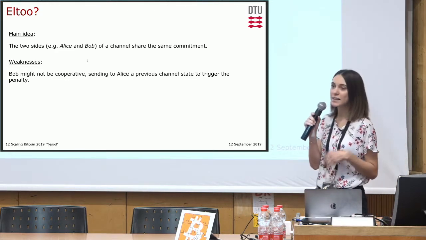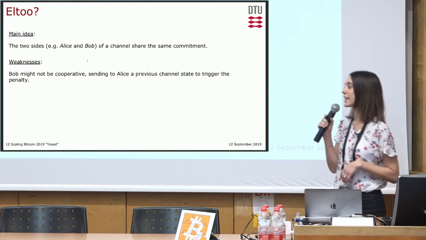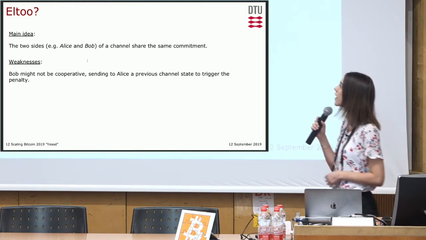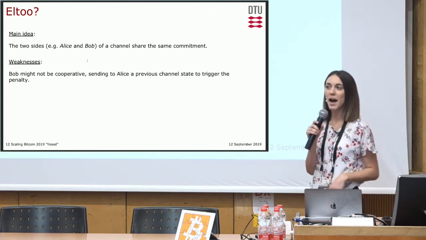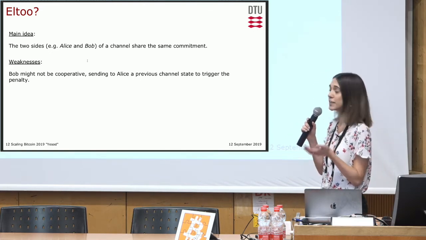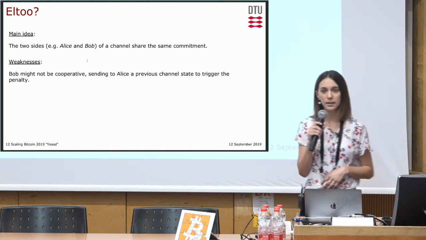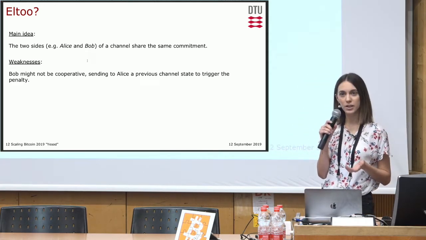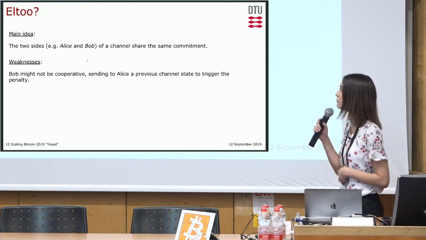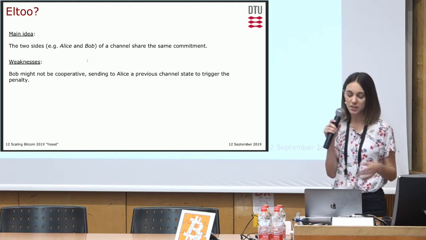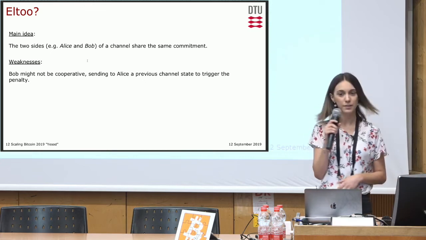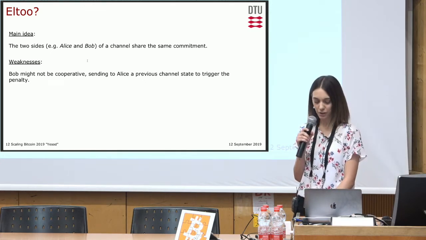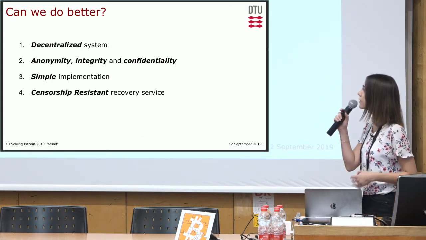But the problem is that L2 doesn't consider the case in which Bob is not cooperative, so he could be malicious and send Alice an older, previous channel state. If Alice then broadcasts this wrong channel state to the blockchain, she can get the LN penalty, and Bob can just take all the funds of the channel. So it could be a good solution, but it's not complete. So can we do better?